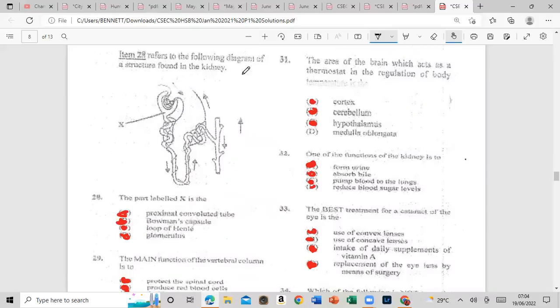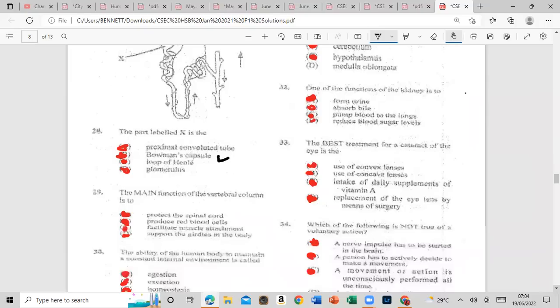29 refers to the following structure of the kidney. The part labeled X is the proximal convoluted tubule, Bowman's capsule, loop of Henle, or, well, we know it's the Bowman's capsule. So since it's 30, we're going to go right here, guys. The main function of the vertebral column is to protect the spinal cord. Guys, this is the only dirty part, all right?